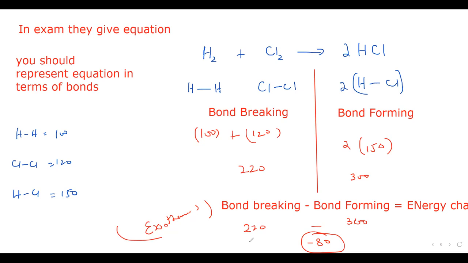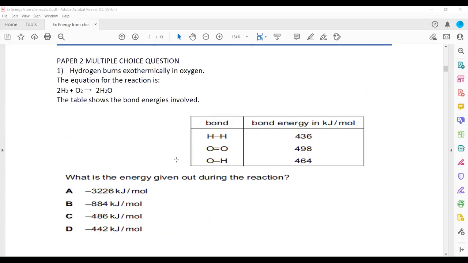Now we'll do some questions related to the topic. This is an MCQ, multiple choice question, but we'll solve it as a question. We'll ignore the answers here. Hydrogen burned exothermically in oxygen. So the equation for this reaction is there. What is the energy given out? Basically we have to calculate the energy change, because it's an exothermic reaction, so the energy change will be equal to the energy given out.